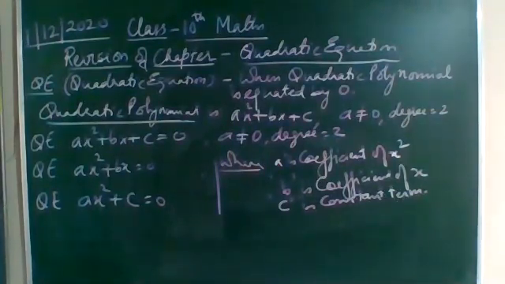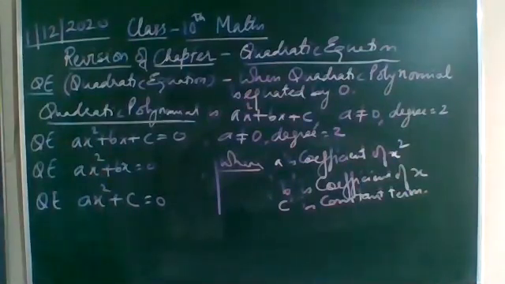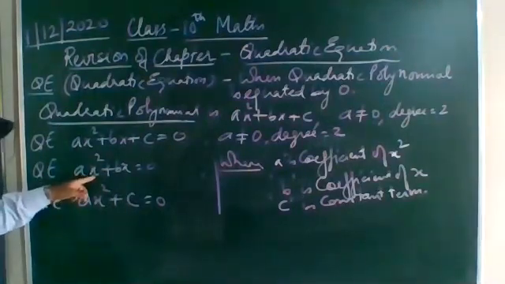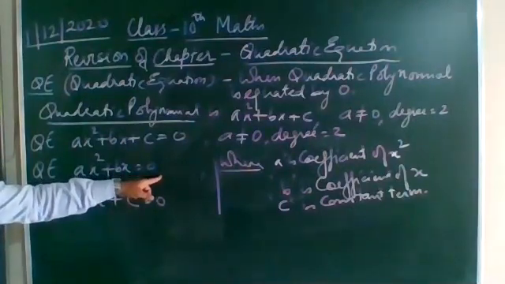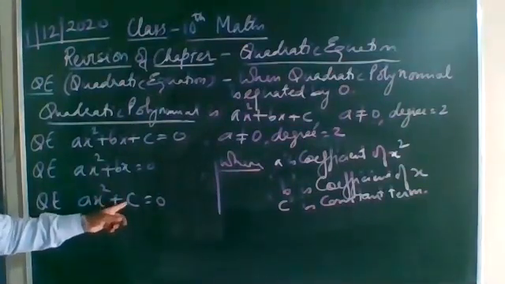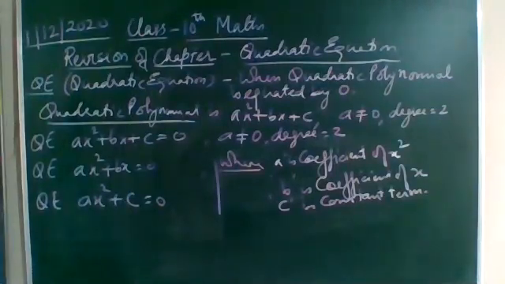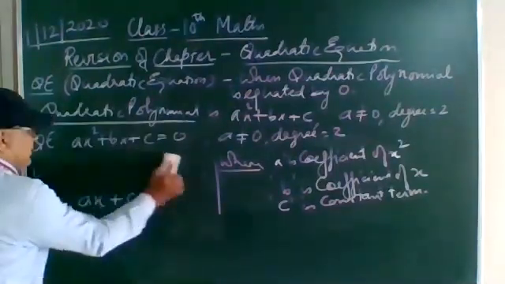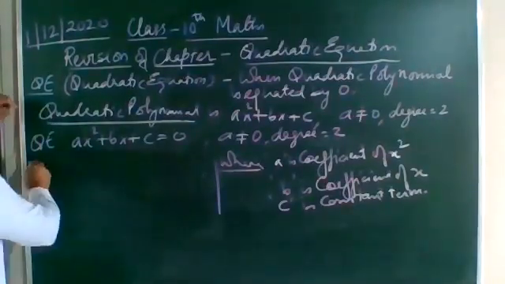This is a quadratic equation having the terms a, b and c. Here a is the coefficient of x square, b is the coefficient of x, c is not there, so you will write c is 0. Here a is there, b is not there, so write b equal to 0 and then c equal to 0.